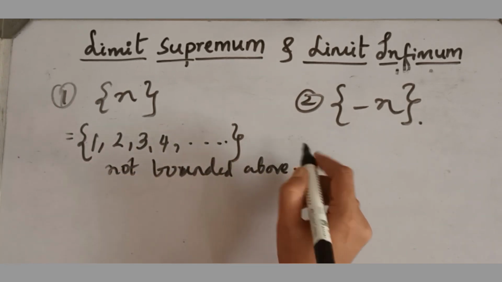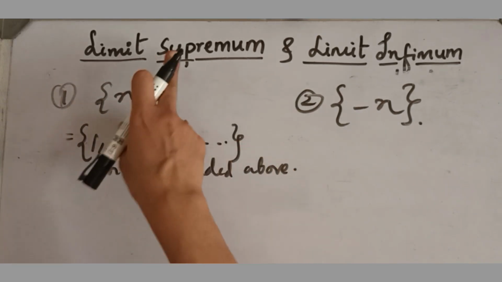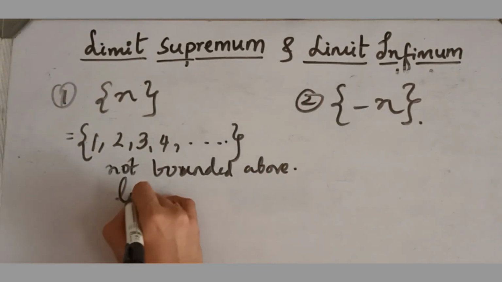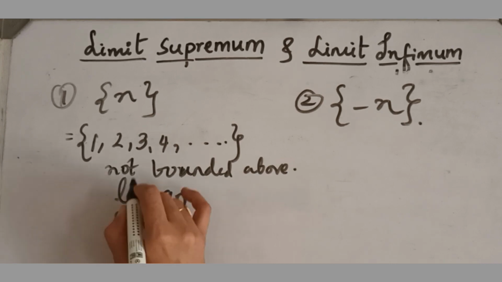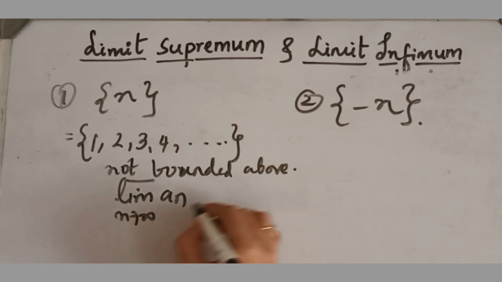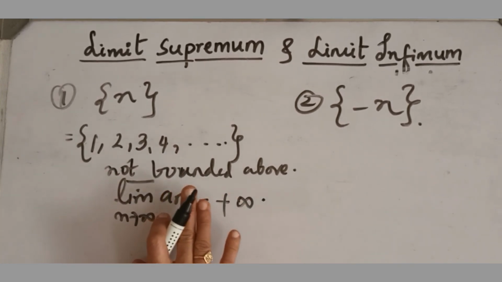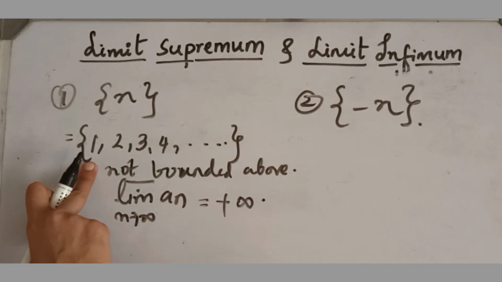Not bounded above. Therefore, as n tends to infinity, what is the limit supremum of that sequence? That also tends to infinity. Limit supremum of a_n as n tends to infinity is equal to plus infinity, as this sequence is not bounded above. But this sequence is bounded below.